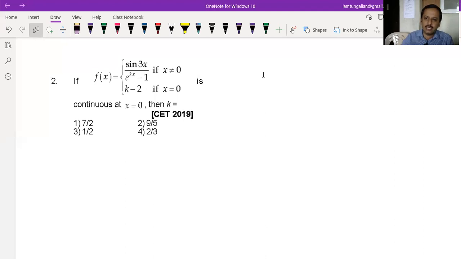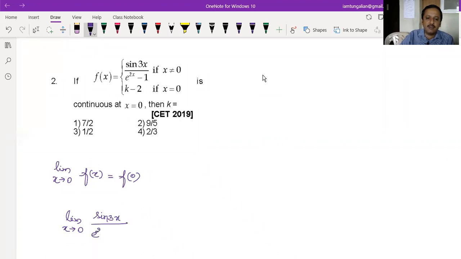So already it is given that it is continuous at x equal to 0. Since it is continuous at x equal to 0, we can write limit x tends to 0, f of x is equal to f of 0. So limit x tends to 0, f of x. f of x is sine 3x divided by e power 2x minus 1.